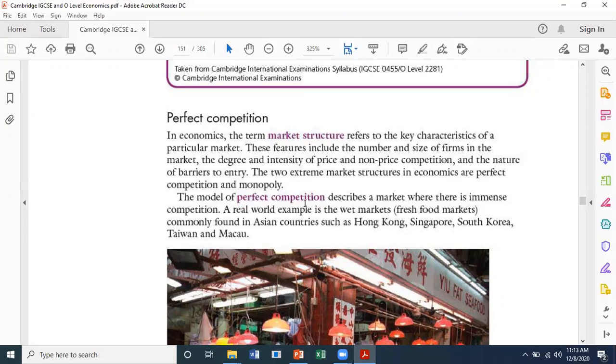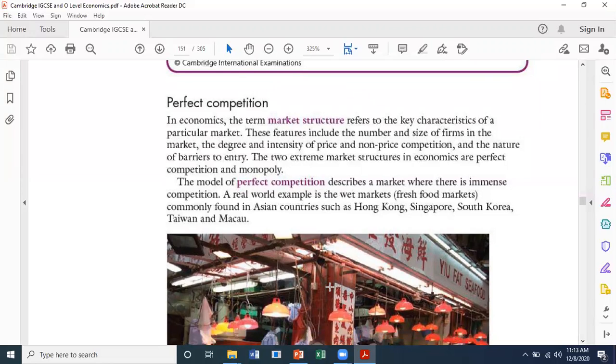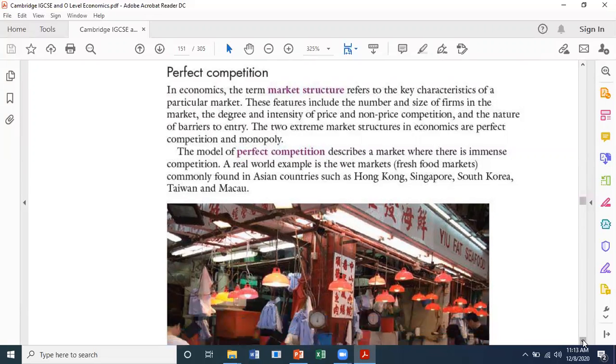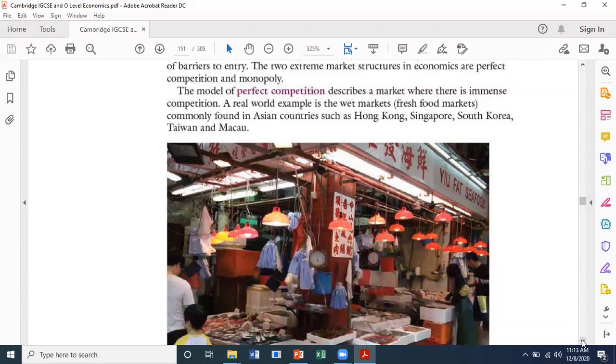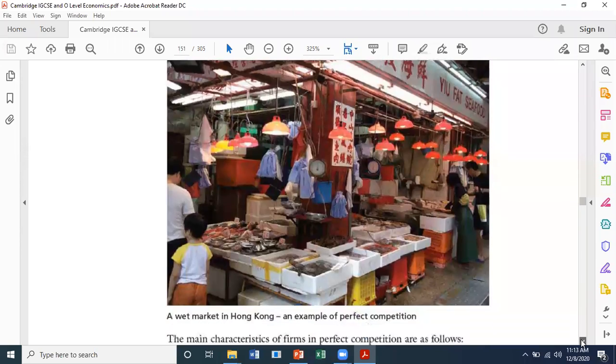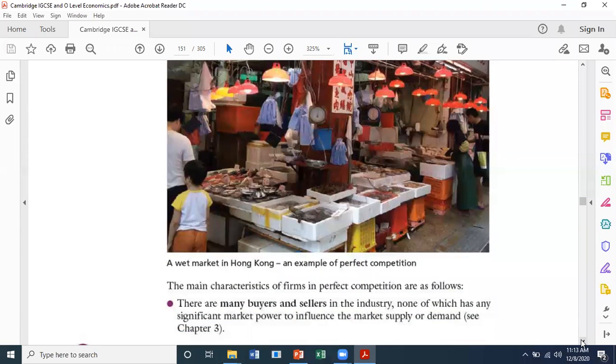The model of perfect competition describes a market where there is immense competition. A real world example is the wet markets, fresh food markets commonly found in Asian countries such as Hong Kong, Singapore, South Korea, Taiwan, and Macau. Or in Pakistan, we have a sabzi mandi or the vegetable market. That is a perfect example of perfect competition where there are hundreds of buyers. So it is immaterial for the buyer where he or she is going to buy.